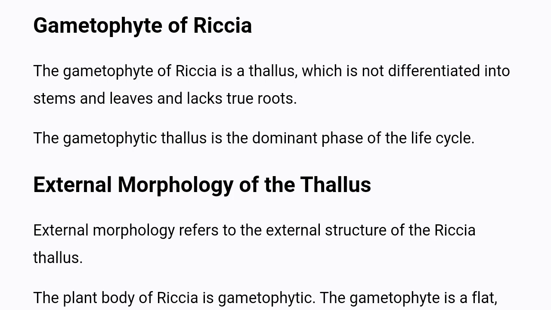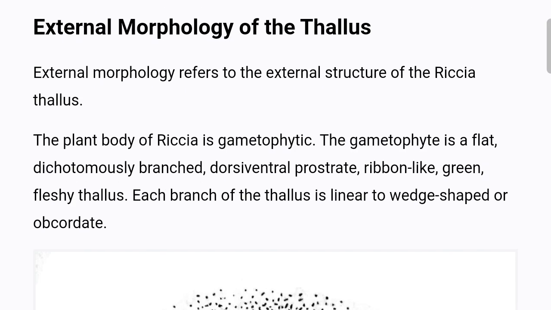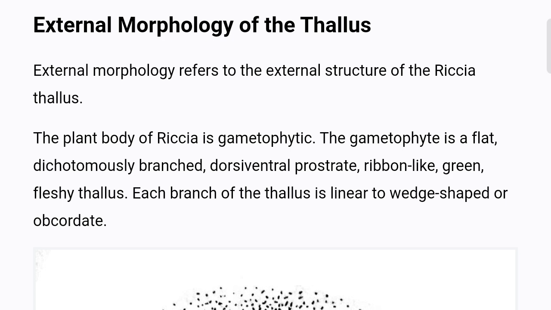External morphology of the thallus. The plant body of Riccia is gametophytic. The gametophyte is a flat, dichotomously branched, dorsiventral, prostrate, ribbon-like, green, fleshy thallus. Each branch of the thallus is linear to wedge-shaped or obcordate.